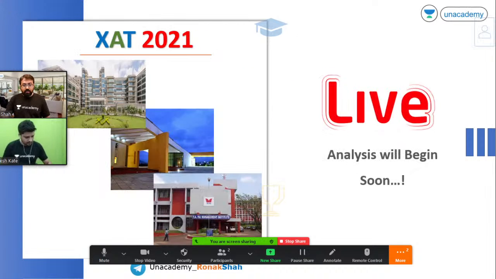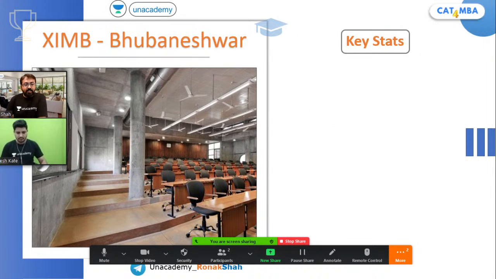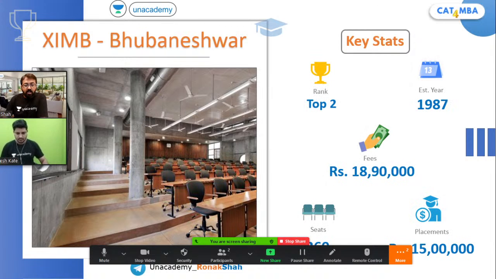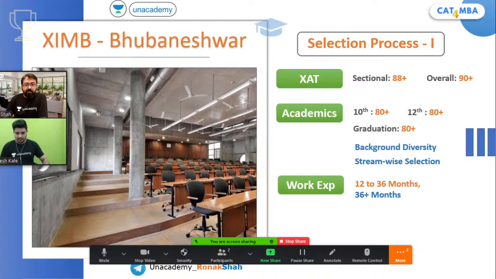Okay, fine. So here are the top colleges once again. XLRI is of course the best college, then XIMB Bhubaneshwar, again a very good college to target, but XIMB has also started taking CAT score. So if you have appeared for CAT and got a good score, definitely you can try through that.